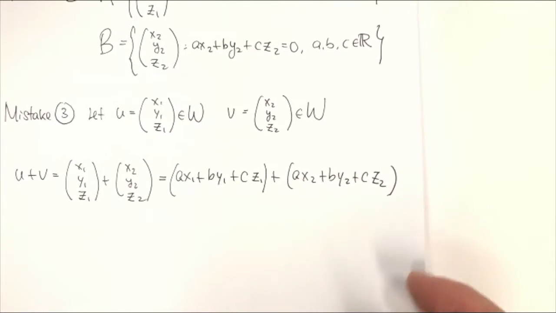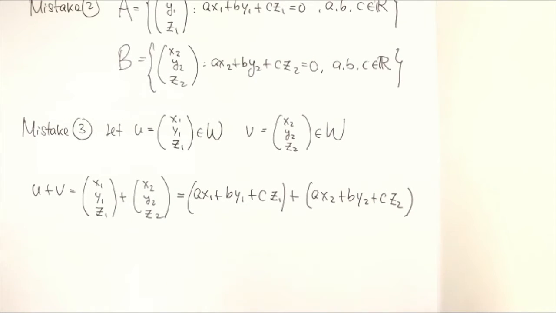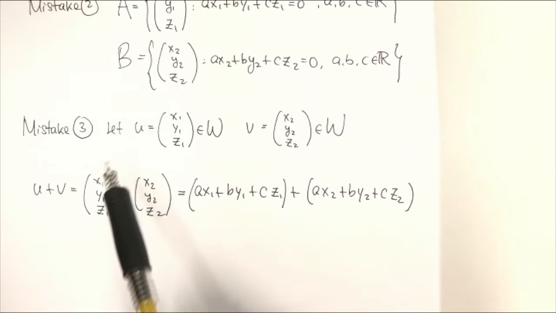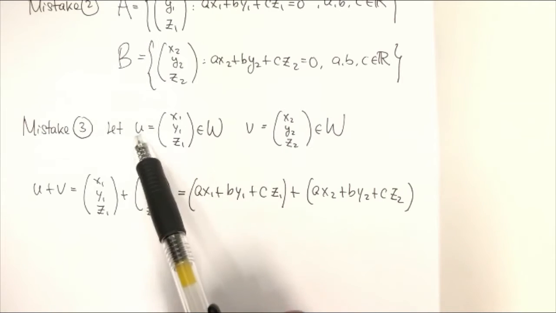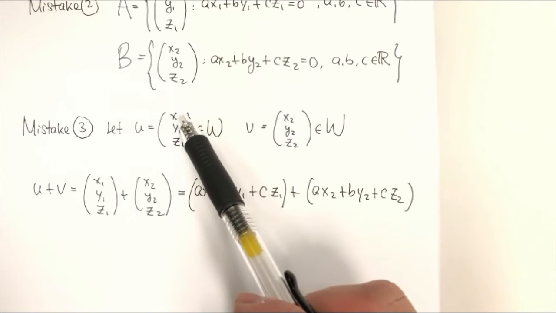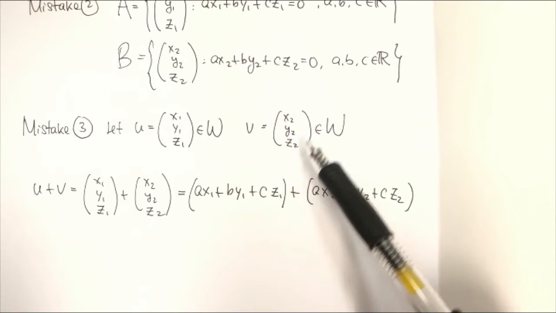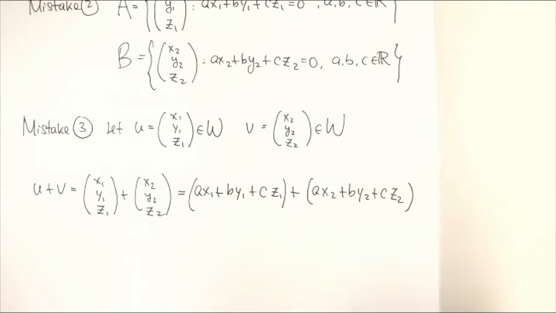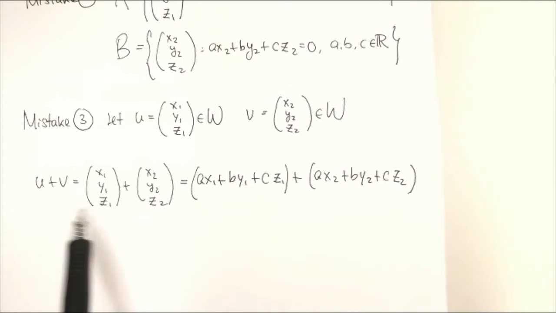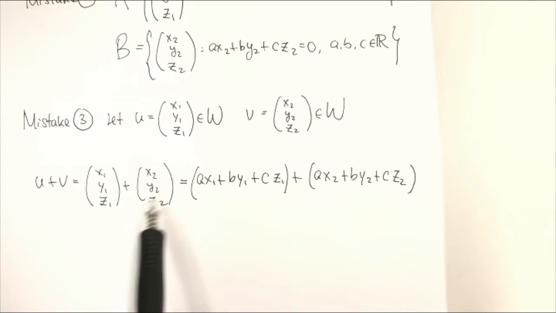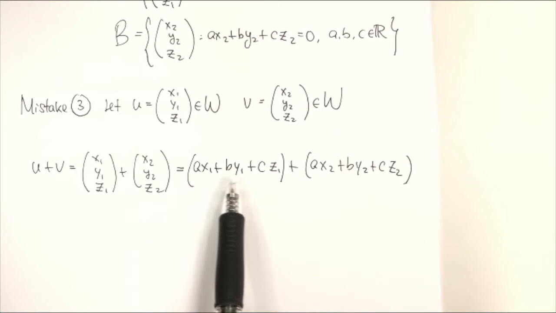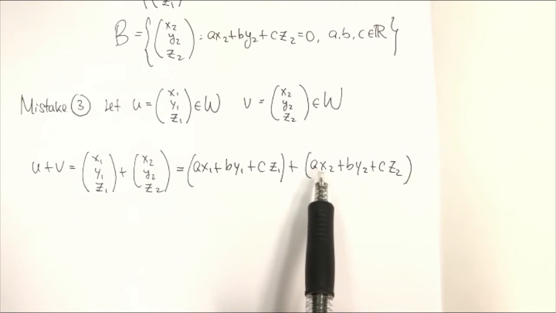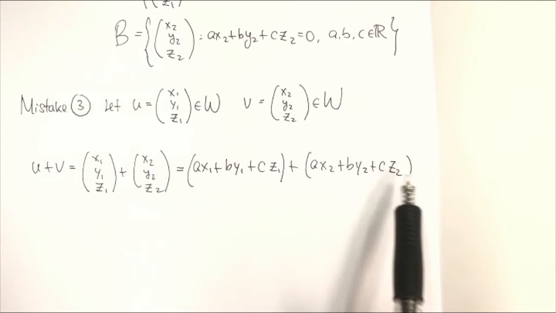Another mistake, which happens in basically 90% of the solutions, is something like this. They say let U and V be elements in set W. Let's call U the 3 by 1 column vector with entries x1, y1, z1, and V the one with entries x2, y2, z2. And then they do the vector addition. So far, so good. And then they say that this 3 by 1 column vector equals Ax1 plus By1 plus Cz1, and then plus Ax2 plus By2 plus Cz2.